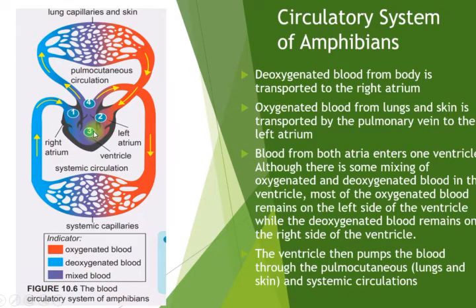Why is it a double circulation? Because the blood flows in two directions: one in the pulmocutaneous circulation, another one in the systemic circulation.